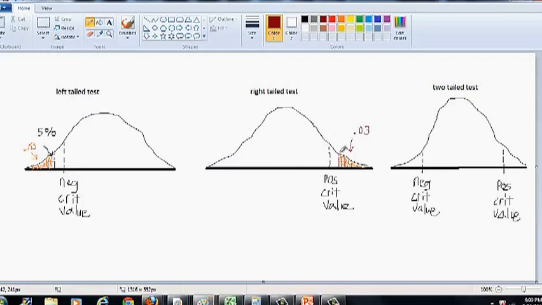So if you're doing a right-tailed test and you end up above the positive critical value up here somewhere for your t-score, your p-value will be less than 5% because it's less than the 5% of the total rejection region. And if you see that your p-value is less than 0.05, or if you see that your p-value is 0.05 or less, then it means that you've ended up in the rejection region, and you can reject the null hypothesis.